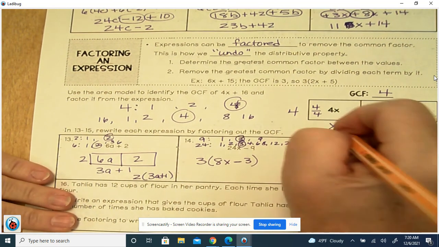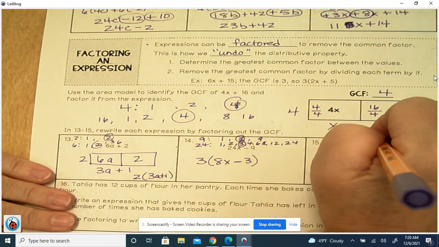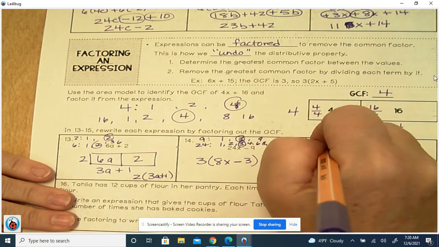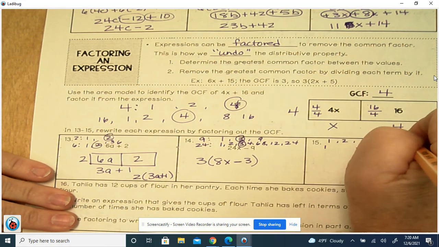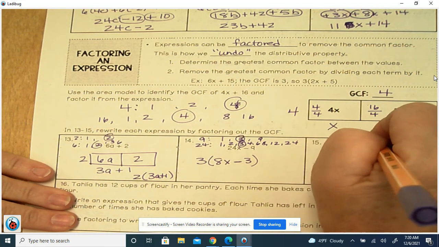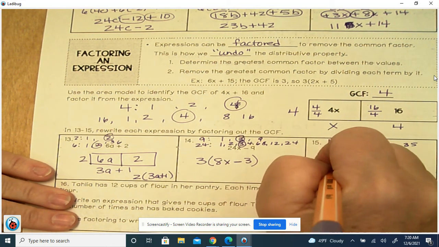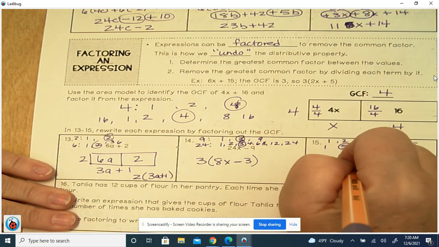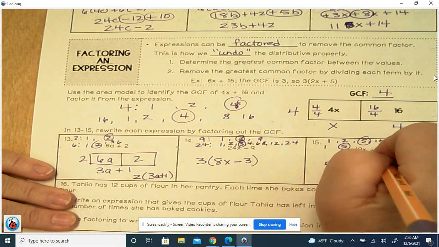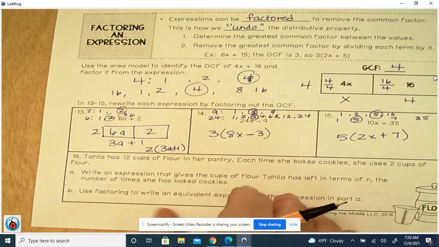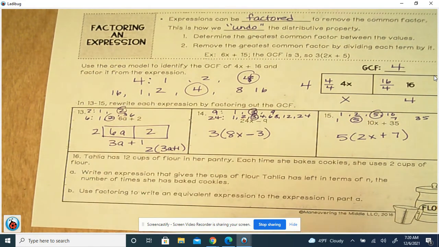10 and 35. 1, 10, 2, 5. 1, 35, 5, and 7. So the greatest common factor is 5. Take out a 5. 10 divided by 5 is 2x, plus 35 divided by 5 is 7. You can choose to do either way there, and me and Miss Trent or myself will help you with that.